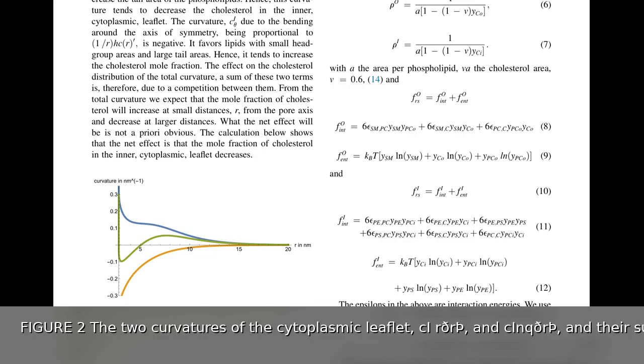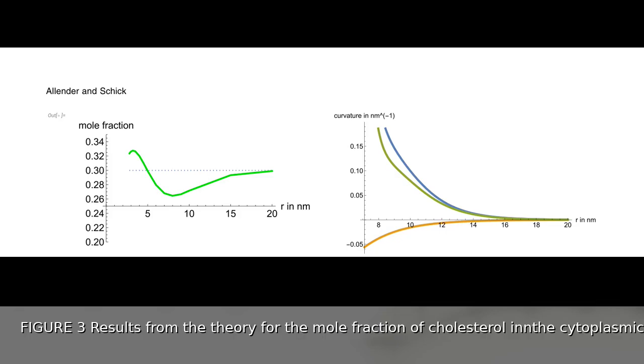Conversely, the negative C_Q curvature favors lipids with small head groups and large tails, thus favoring cholesterol enrichment. Figure 3 presents the theoretical results for the total curvature profile, showing the mole fraction of cholesterol in the cytoplasmic leaflet as a function of distance from the pore axis. The horizontal dotted line indicates the cholesterol mole fraction in a flat membrane, set at 0.30.